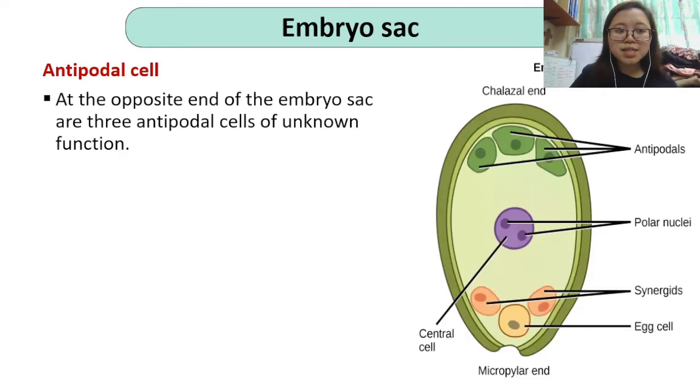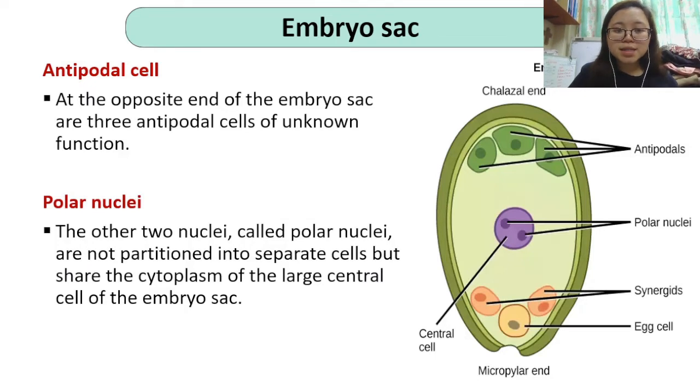The first is the antipodal cell, which sits at the opposite end of the embryo sac and are 3 antipodal cells of unknown function. Apa yang kita maksudkan di sini adalah antipodal cell ini ada fungsi dia, cuma kita tidak tahu apa fungsi dia sekarang. So these are the antipodal cells.